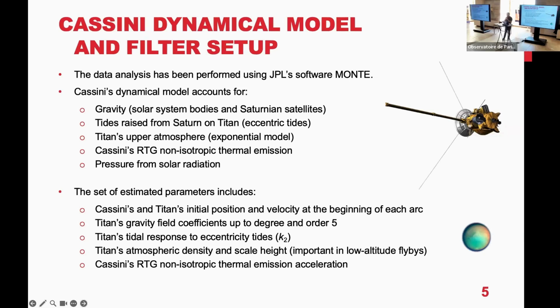Concerning the estimated parameters, we estimated the gravity field coefficients in terms of spherical harmonics up to degree and order 5, and we will see later why we selected degree 5. In addition to that, we also estimated the Love number, which describes the tidal response of Titan to the eccentricity tides forced by Saturn.